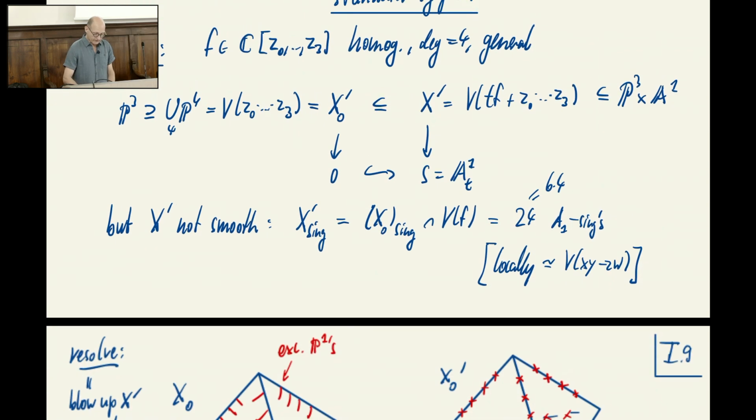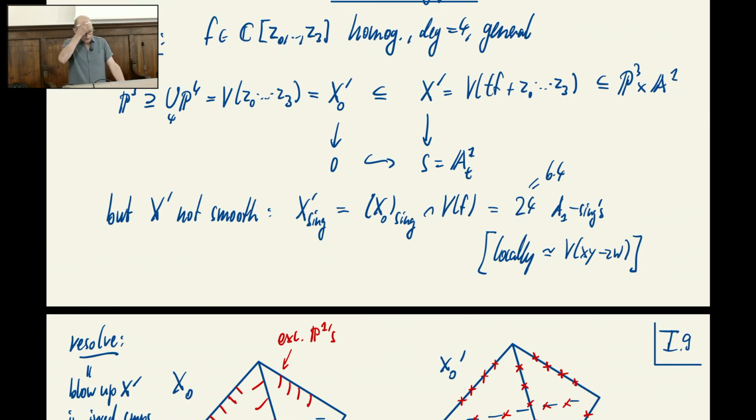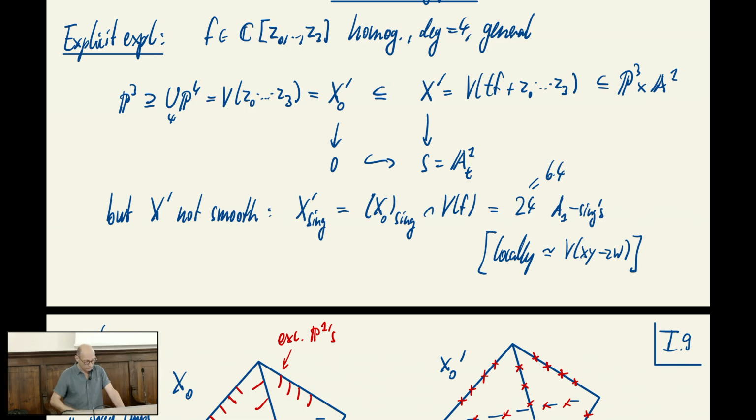So let's do an explicit example. Let's see some equations. Let's take the homogeneous degree 4 polynomial to get a degeneration of K3 surfaces. So I write down this kind of degeneration of K3 surfaces, t times f plus z0 ... z3 equals 0. So that gives a hypersurface in P3 cross A1, a threefold, that fibers in surfaces over A1. And the general fiber is obviously the zero locus of a quartic, a degree 4 polynomial. That's a quartic, so that's a K3 surface.